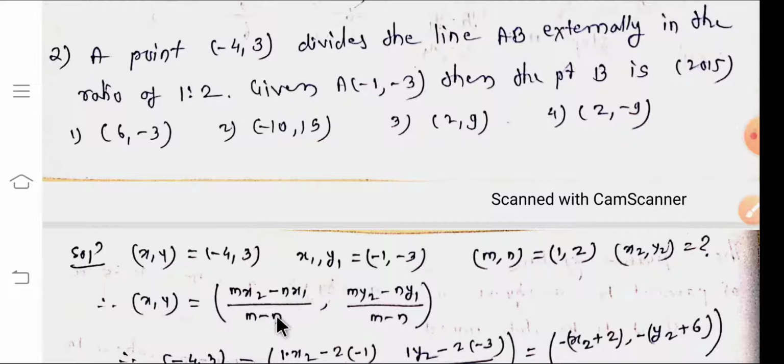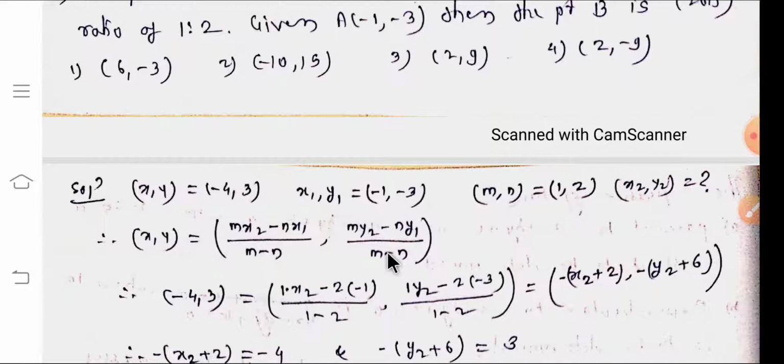That formula is (m x2 minus n x1) by (m minus n), comma (m y2 minus n y1) by (m minus n). Here the point (minus 4, 3) is already given, and A, that is x1, y1, is given. We find x2, y2. m and n are also given. So x2 and y2 are the unknowns here.